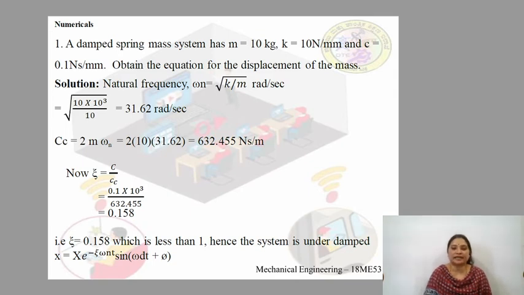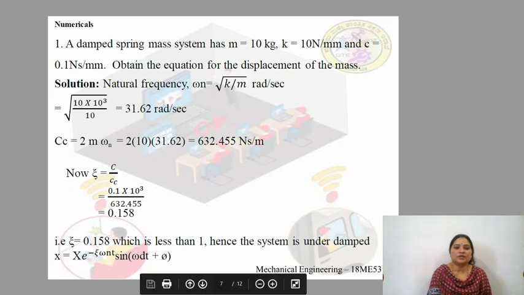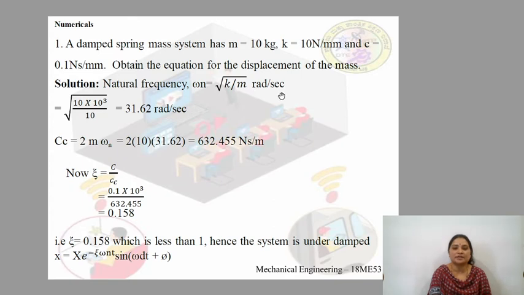Using the above three data, we can find out first of all the natural frequency. So we know that the natural frequency omega n equals square root of k by m radians per second.